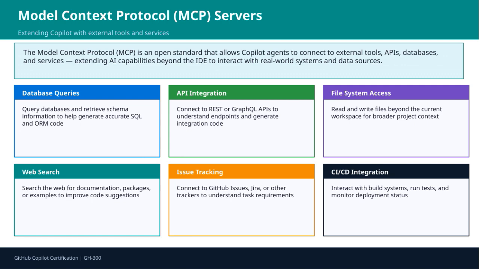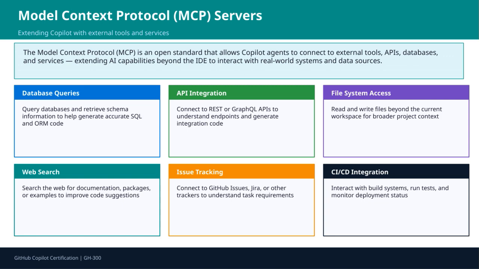When it comes to APIs, MCP supports integration with REST and GraphQL endpoints, allowing Copilot to understand how these APIs work and generate the right integration code seamlessly. MCP also enhances file system access, enabling Copilot to read and write files outside the immediate workspace. This broader context helps in handling larger projects more effectively. Additionally, with web search capabilities, Copilot can look up documentation, packages, or code examples on the internet, improving the quality of its suggestions.